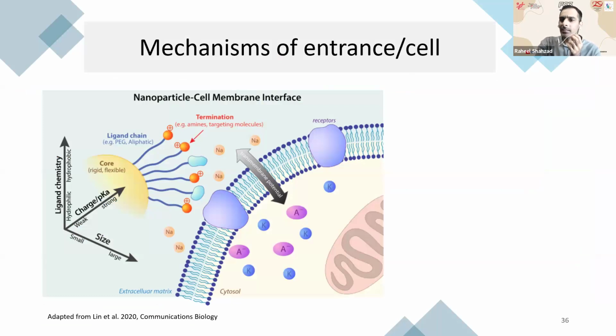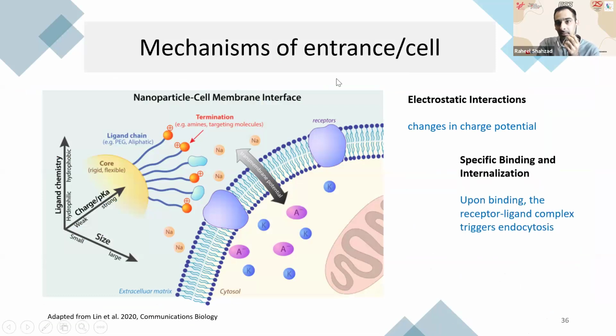Whatever the procedure we use, the entrance of nanoparticles into the cell remains the same. There are 3 ways: electrostatic interaction, which can change the charge potential so they can enter into the cell, specific binding, or direct penetration through membranes or stomata.